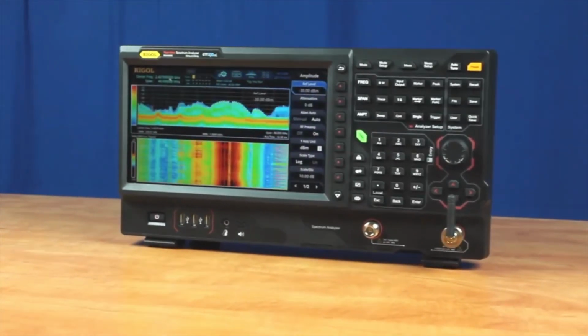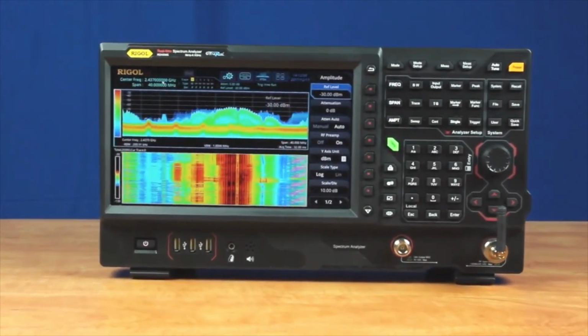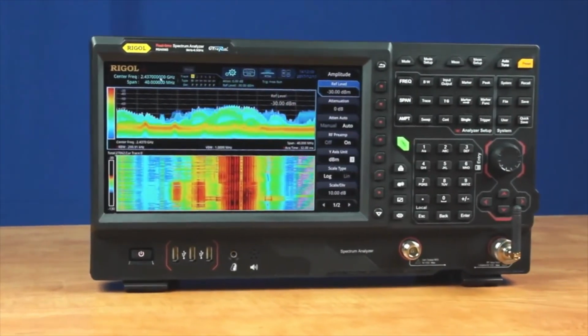The combination of all these capabilities in one box makes the RSA 5000 a high-performance and powerful RF device characterization instrument for any lab or bench.